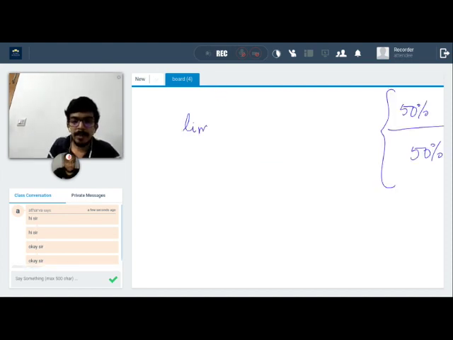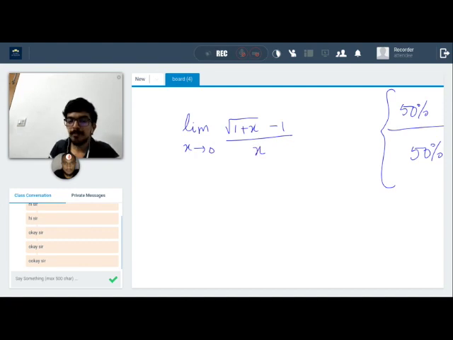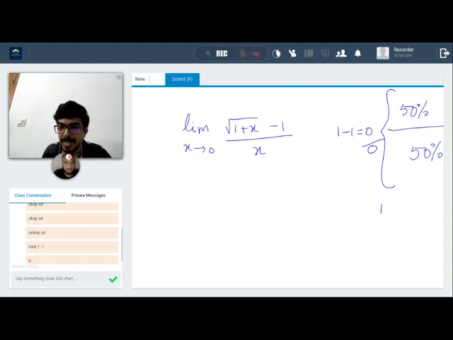This is limit x tends to 0, root over 1 plus x minus 1, divided by x. When you look at the question, the first thing that comes to our mind is to directly put x equal to 0. When you put x equal to 0, what do you have in the numerator? It is going to be 1 minus 1, which is 0. In the denominator, it is 0. So this is basically a 0 by 0 form, which is called an indeterminate form.